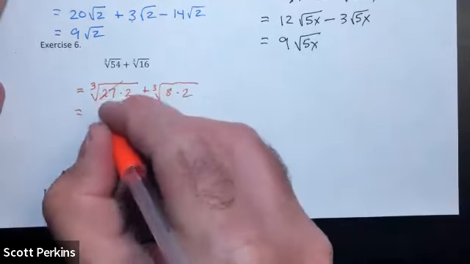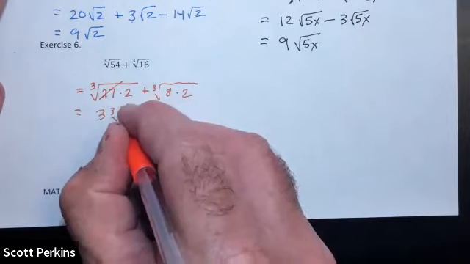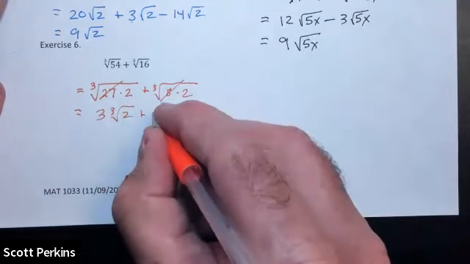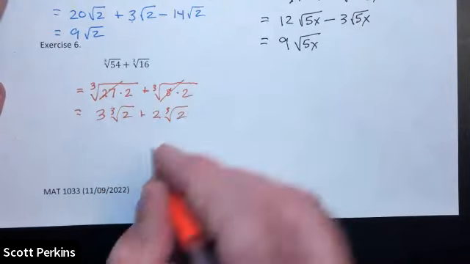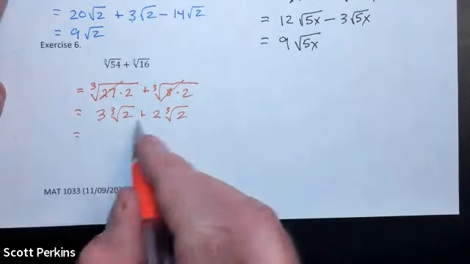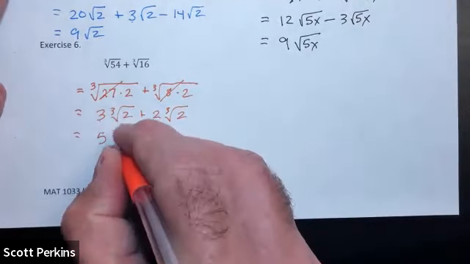So the cube root of 27 is 3. So I have 3 cube root of 2. And then the cube root of 8 is 2. So I have 2 cube root of 2. And then those are now like terms. So 3 plus 2 is 5 cube root of 2.